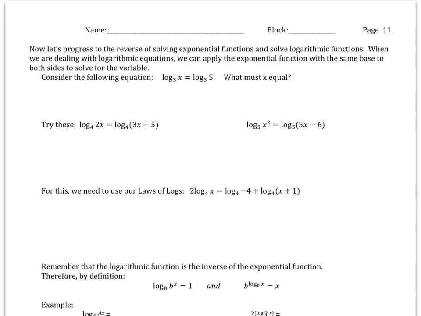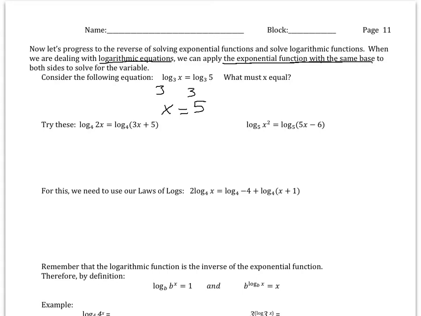Okay, now let's progress to the reverse of solving exponential functions, and let's solve some logarithmic equations. When we're dealing with logarithmic equations, we can apply the exponential function to both sides, okay, in order to solve. So what we are dealing with here is saying 3 to the log base 3 of x will equal 3 to the log base 3 of 5. Now 3 to the log base 3 of something is going to equal that, so x equals 5.